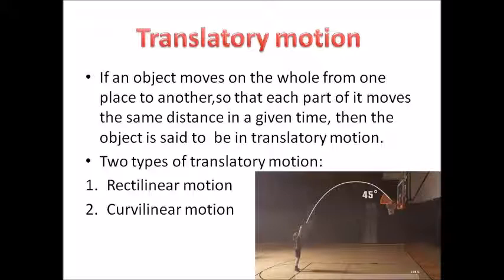So first of all is translatory motion. So what do you mean by translatory motion? Definition of translatory motion: if an object moves on the whole from one place to another so that each part of it moves the same distance in a given time, then the object is said to be in translatory motion. This statement means that all the particles of the body, or the whole body, will move from one place to another.